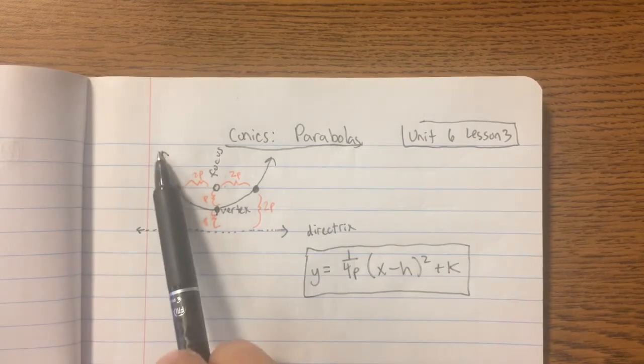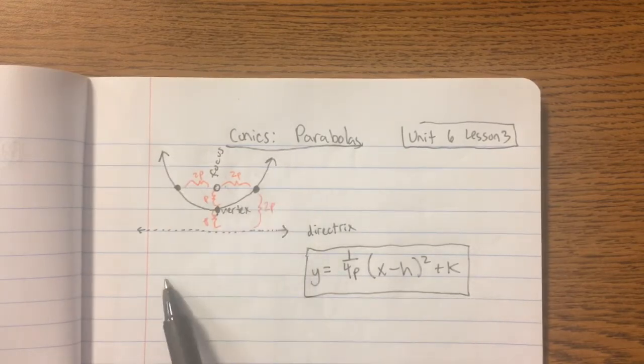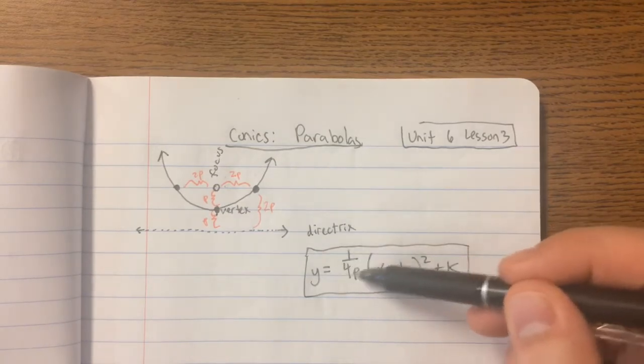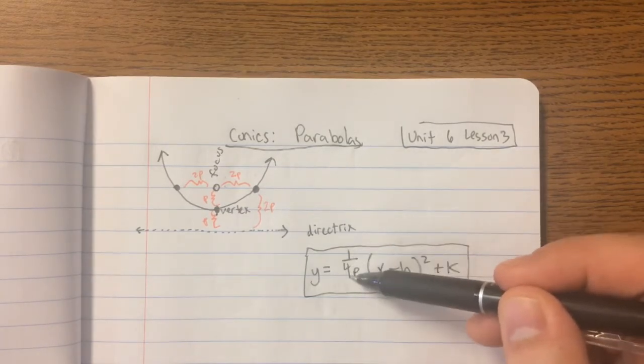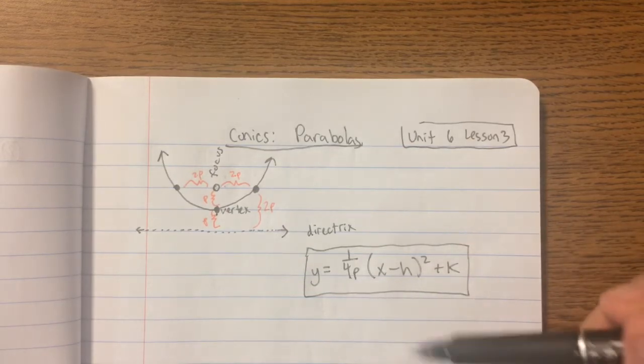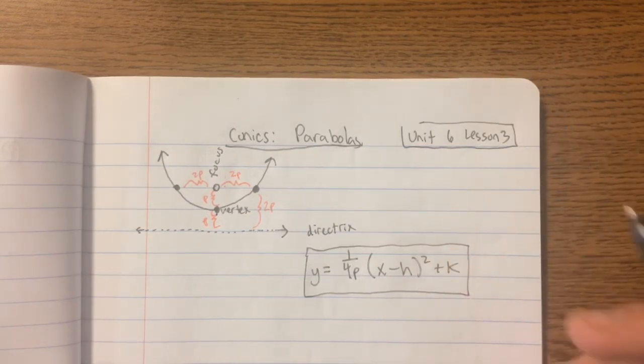So one thing to note is this could open up, but it could also open down. You've seen parabolas that open down. And do you remember what causes that to happen? Like a flip in the parabola. Something's positive or negative, right? So back in Algebra 1, you learned that this a value controlled that. If the a was positive, it would go up. If the a was negative, it would go down. But we don't have an a value here. We have a 1 over 4p. But that p can sort of play the same role.